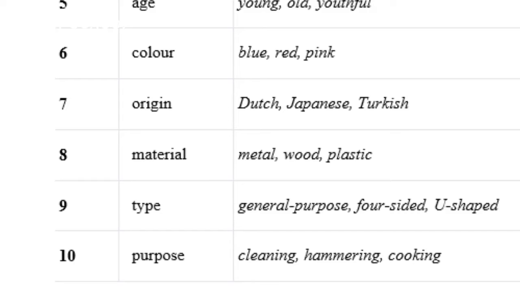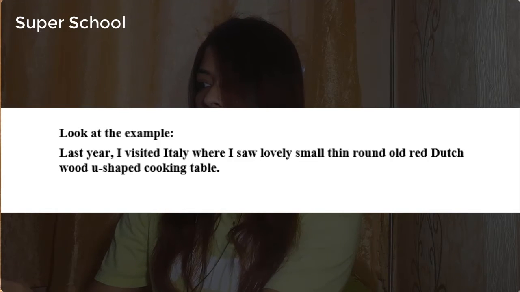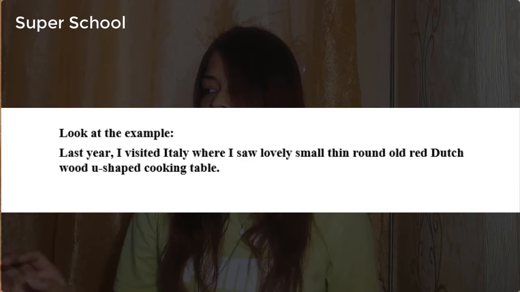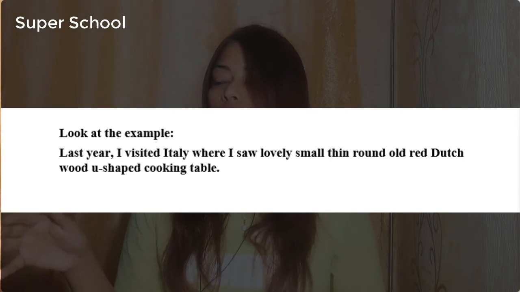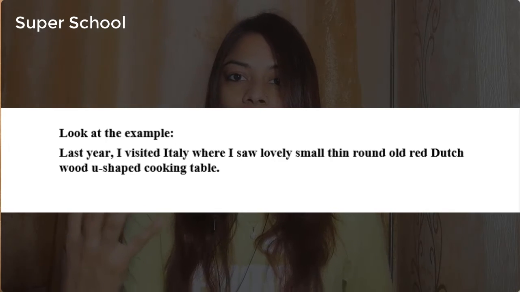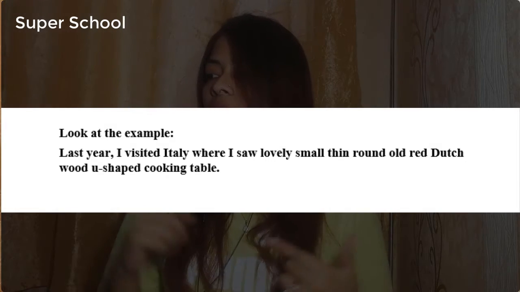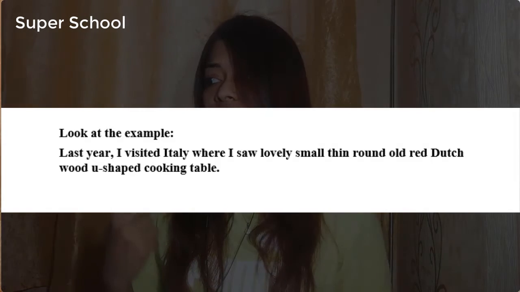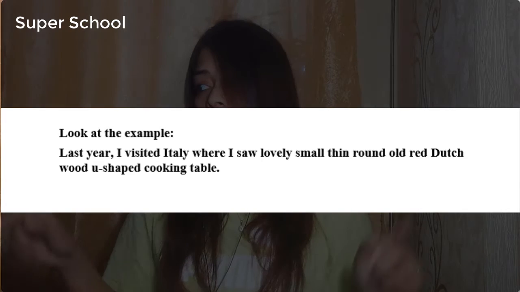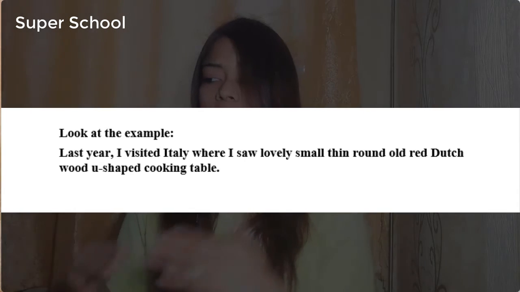Okay, so now look at the example that I have prepared according to the table to make you understand how you can use so many different adjectives in a sentence to give your listener a visual imagination. Last year, I visited Italy, where I saw a lovely, small, thin, round, old, red, Dutch, wood-shaped cooking table.